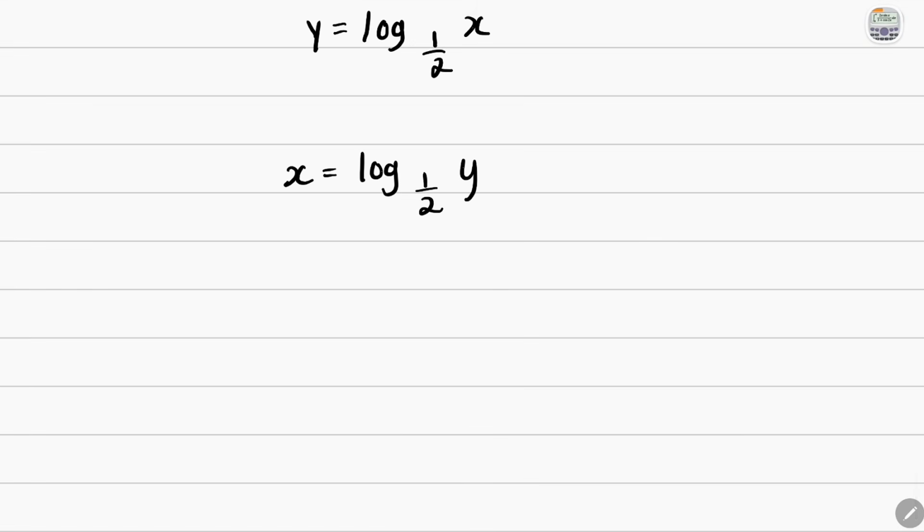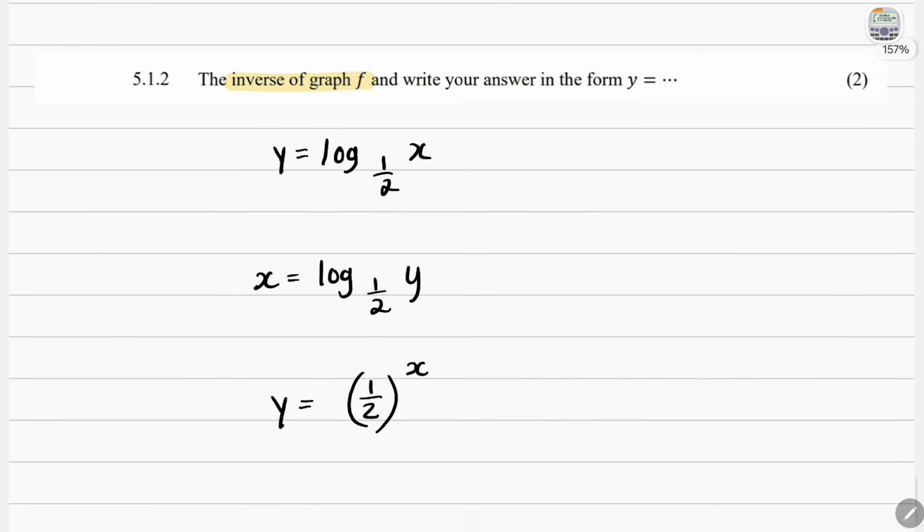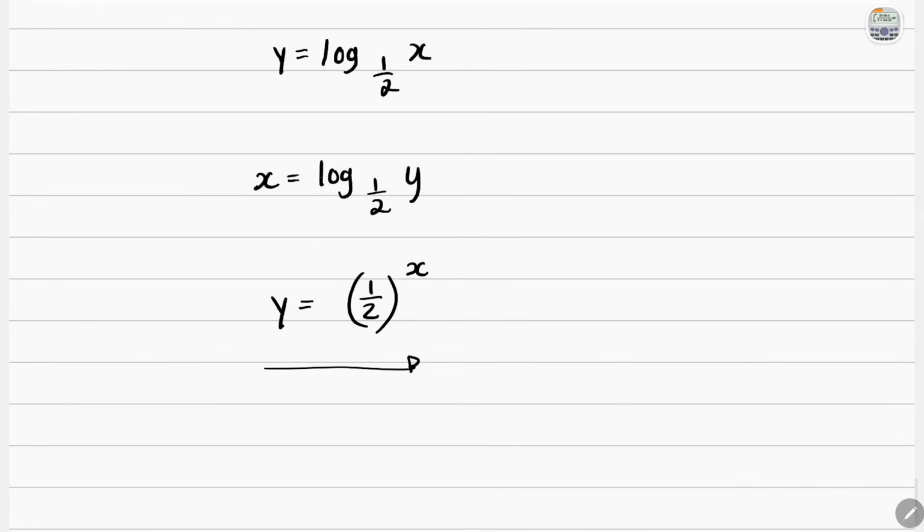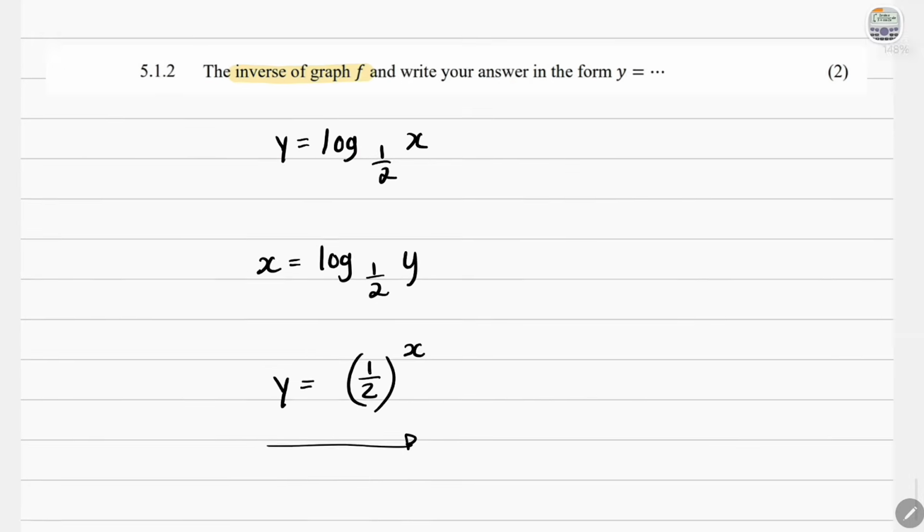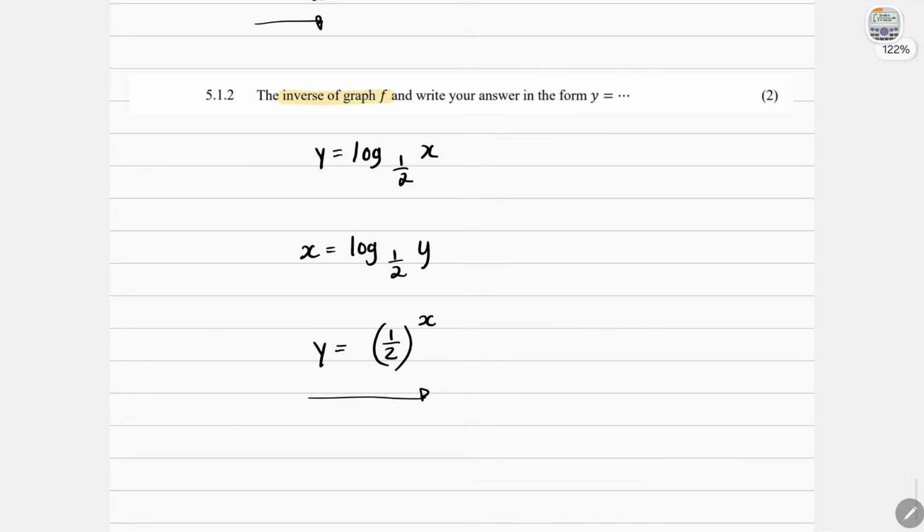And now make y the subject. To make y the subject, just put this back in exponential form. So our base is 1/2, and then it's raised to the power of the exponent, which in the log function is always the subject of our equation. So raised to the power of x, and then the answer is y. So there we go. It is y equals (1/2) raised to the power of x, and that is the equation of the inverse. Moving on to the next question.